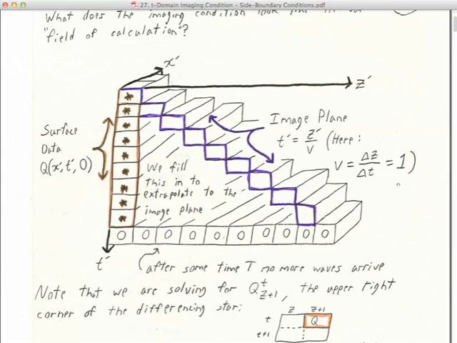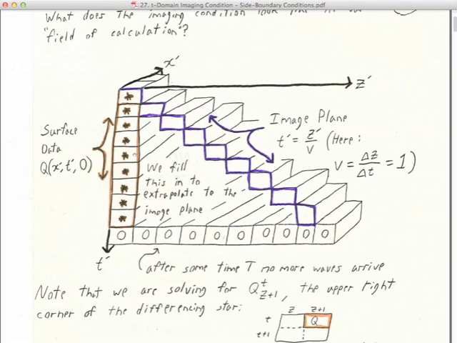And here we made the velocity 1 so that we can just climb the stair steps one at a time. You'll see that in the tdiff.java program that I give you, the step is 2. Velocity is equal to 2, which means that delta z is twice delta t. Okay, and that's the image plane.